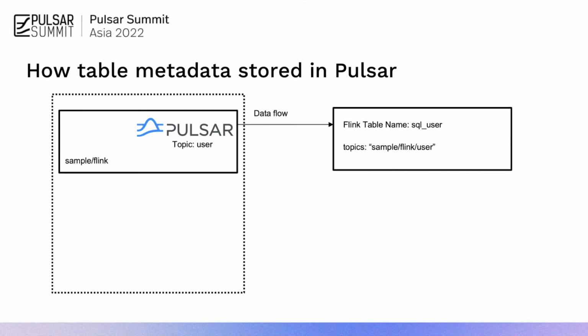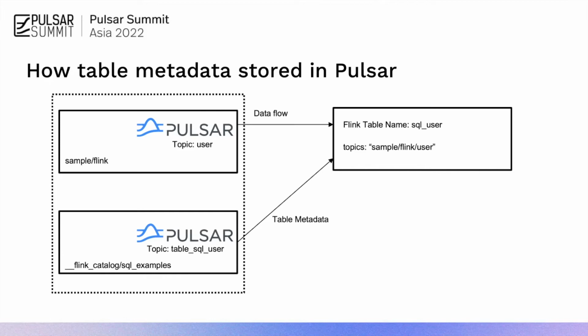However, the table metadata is stored in another topic. This topic resides in a system tenant called Flink Catalog. You might have noticed that the namespace name SQL examples is the same as the database name we created earlier, right? So this is how we create a table mapping between a Pulsar topic, a Pulsar metadata topic, and a Flink table. Such a topic is called a placeholder topic because it does not contain any actual data. We just use the metadata of this placeholder topic to store the metadata for the Flink table.